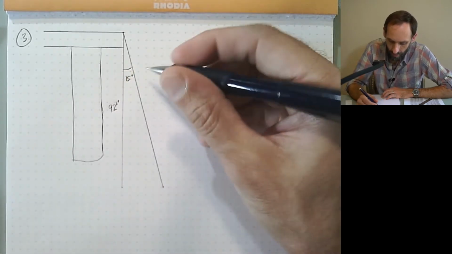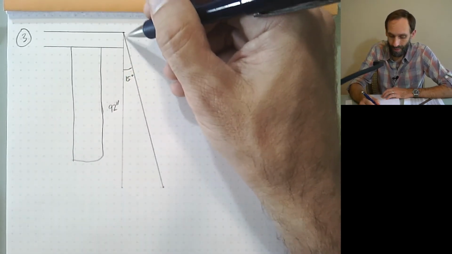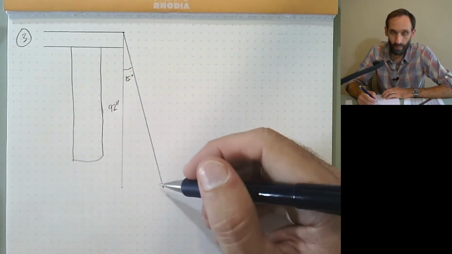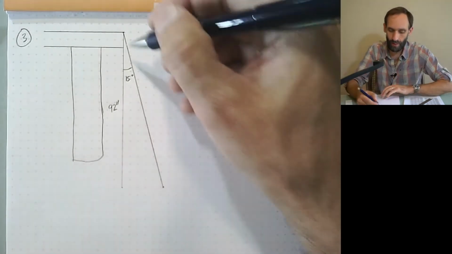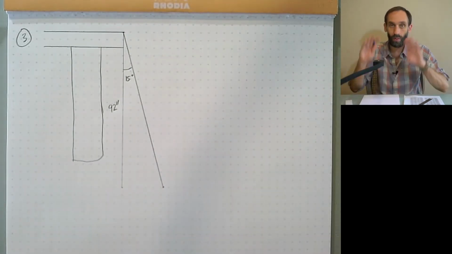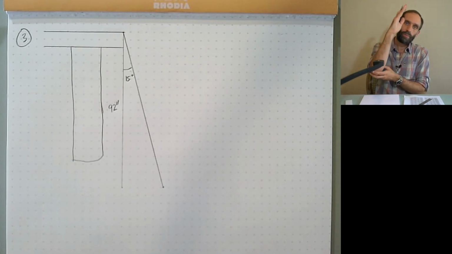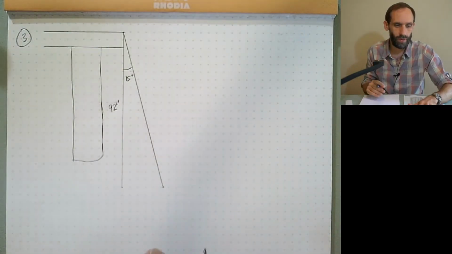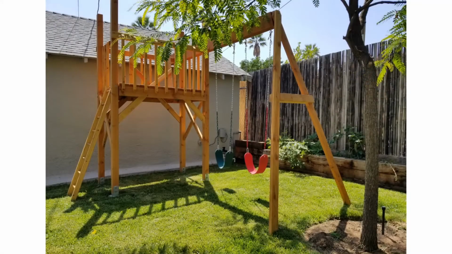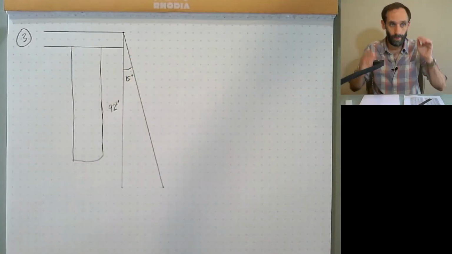So the first thing I have to do is figure out what this diagonal length is. Before I can even get to the A-frame part, I have to know this diagonal length because the whole A-frame is at a bit of an angle. I don't know if you can see it in the picture, but maybe you can. Basically, the bottom of the A-frame is farther away from the swings than the top of the A-frame. So it's coming out at a bit of an angle.